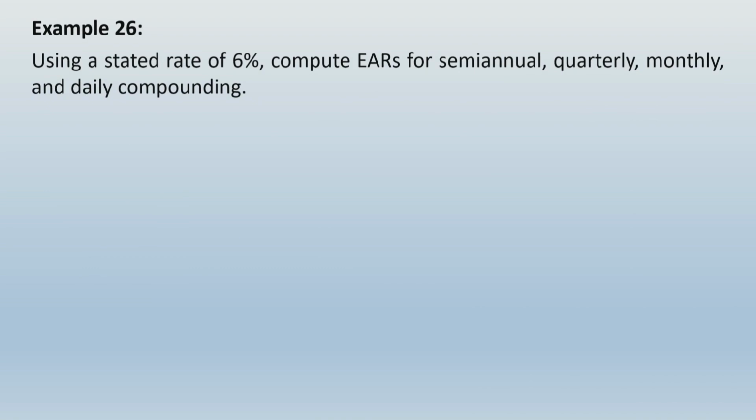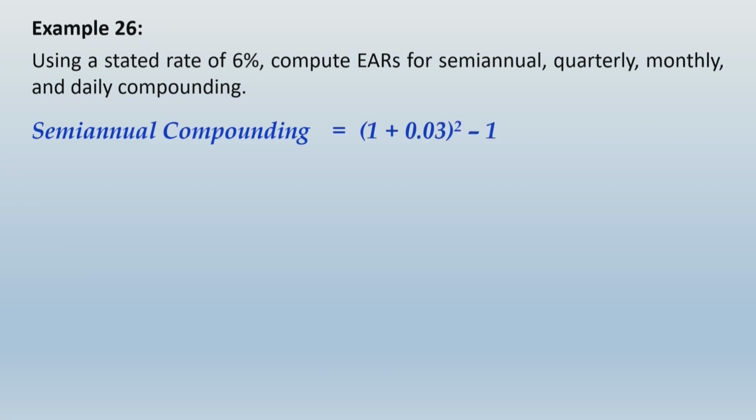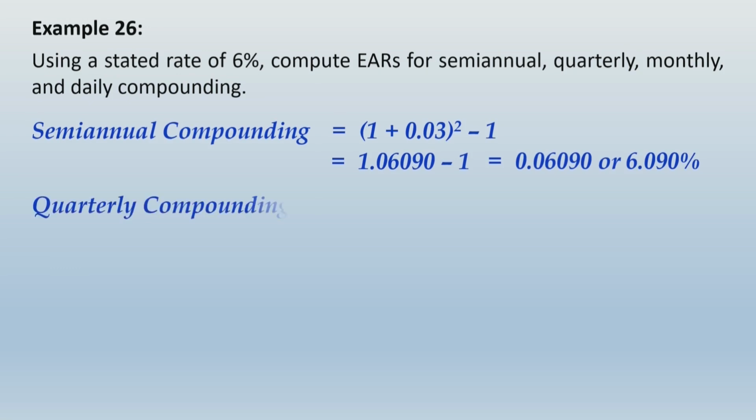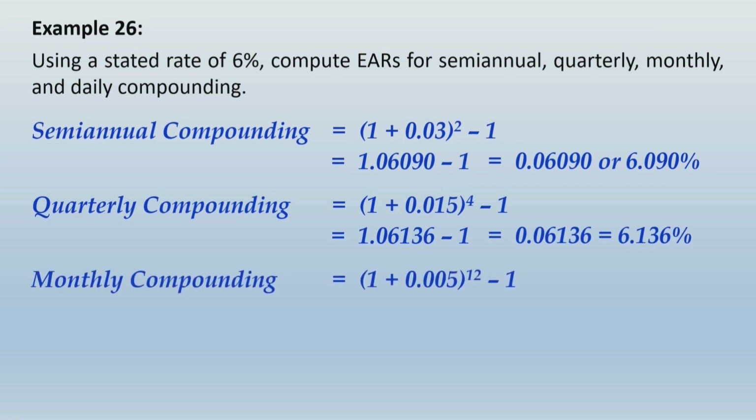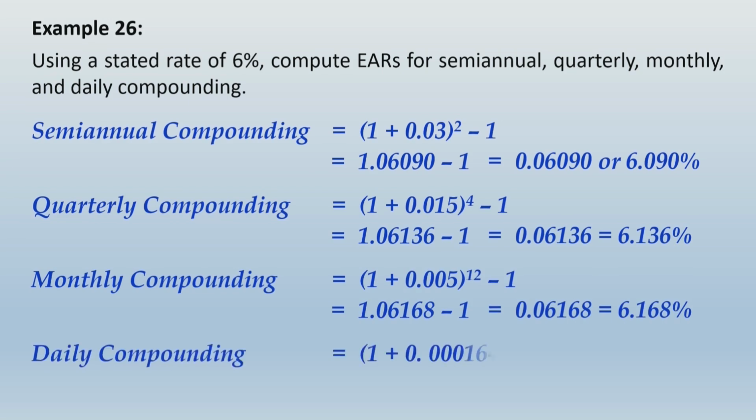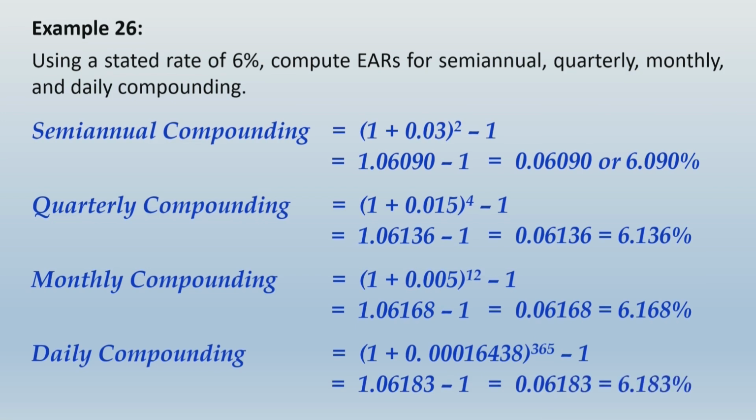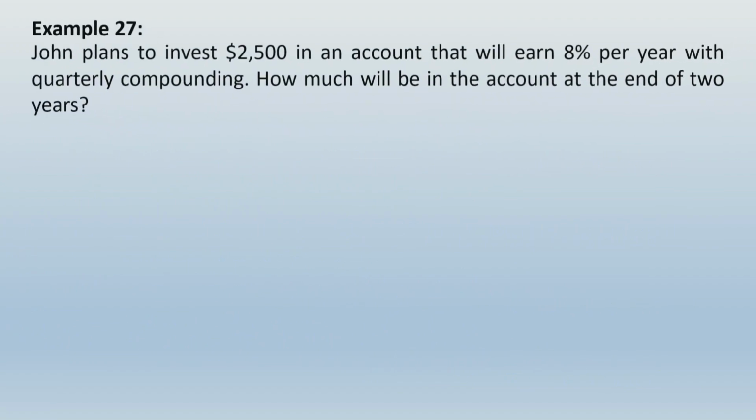Using a stated rate of 6%, compute EARs for semi-annual, quarterly, monthly and daily compounding. Now you have 4 different compoundings stated over here. Let us check whether you are correct with all of these. For semi-annual compounding, you are going to report the answer as 6.09%. If it is quarterly compounding, 6.136%. If it is monthly compounding, 6.168%. And if it is daily compounding, you know how to do it, and your result will be 6.183%. Let us move ahead and take up the next example, example 27.